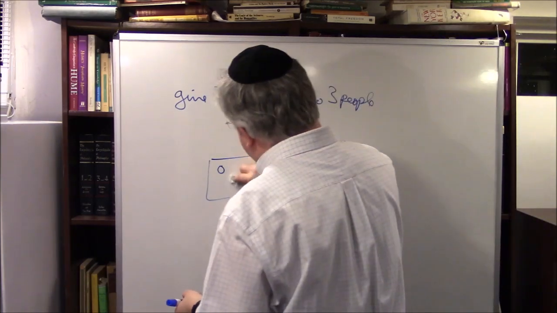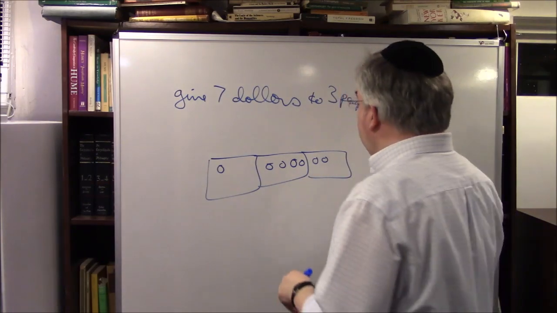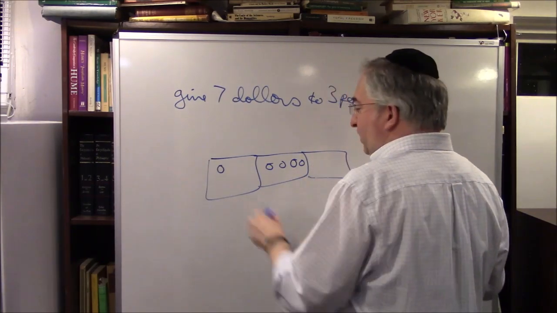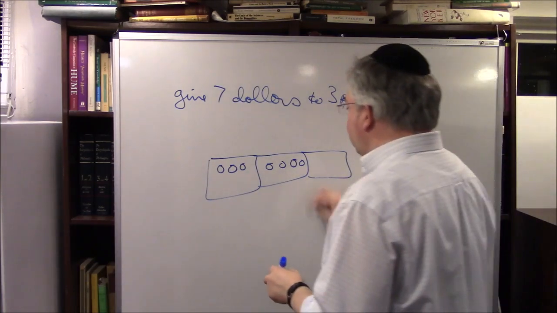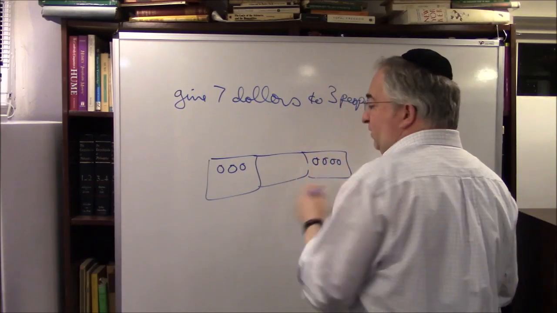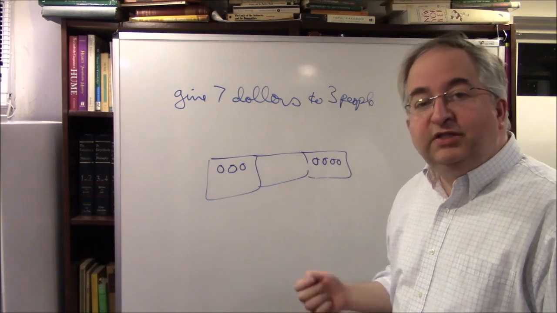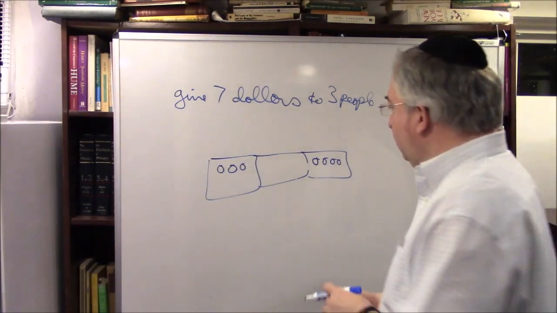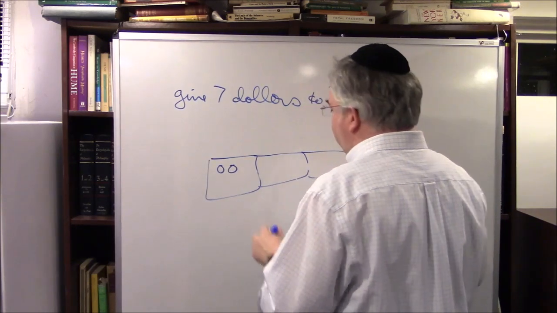Or I can give it out like this. Or I can decide this guy's not getting any money, and give it like this. Or I can decide this guy's not getting any money, and give it out like this. There's a lot of different ways of giving it out. Question: how many different ways are there of giving it out? And the book has a clever little way of writing these out.